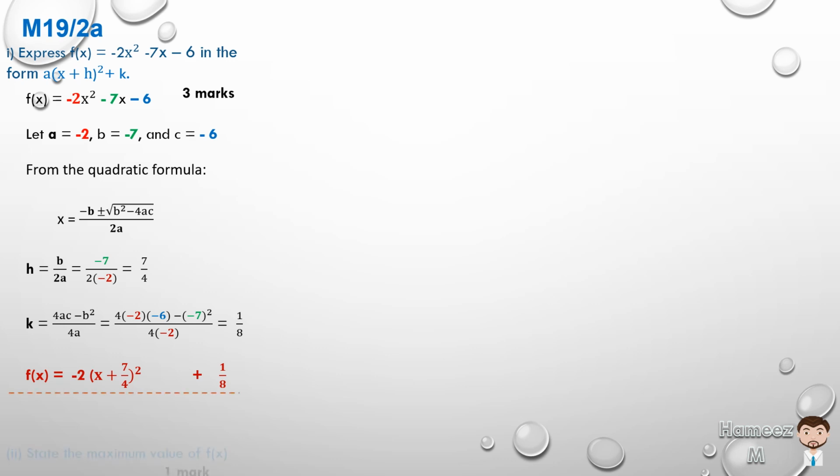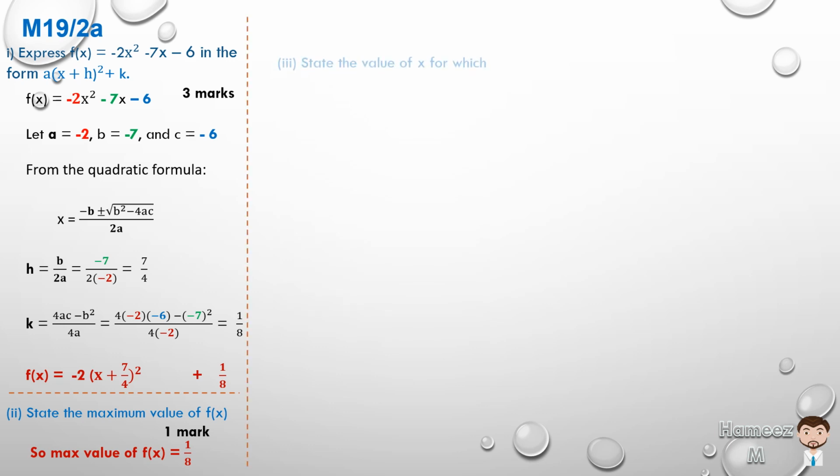Part 2. State the maximum value of f of x. Since a is negative, it means that this is an inverted U-shaped graph, which means that it has a maximum. So in order to get the maximum value of f of x, make whatever is in the brackets equal to 0. And if that is 0, then what are we left with? f of x is equal to 1/8. That will be the maximum f of x or y value.